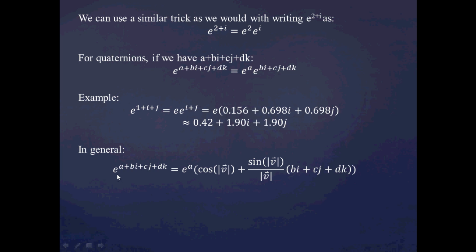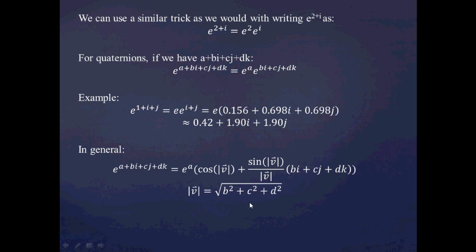That is to say, if I have some arbitrary quaternion, let's say a plus bi plus cj plus dk, I can split up the scalar from the vector part, and the formula is going to be the following. It's going to be e to the a times this entire quantity, which is the cosine of the length of v, and by v I mean bi plus cj plus dk. So it's going to be cosine of the length of v plus sine of the length of v divided by the length of v times the vector itself, which is bi plus cj plus dk.